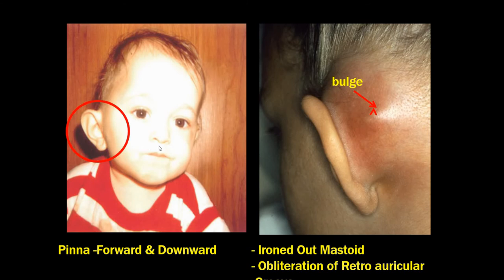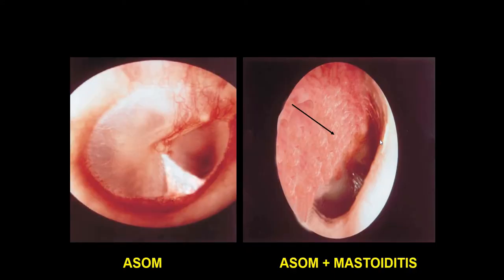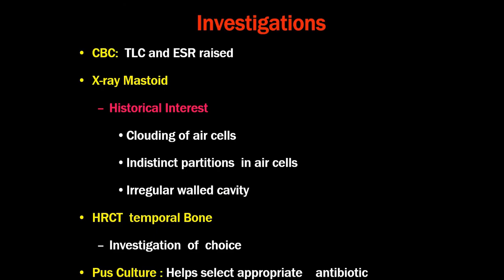This is the pinna, which is lying forward and downward due to mastoid abscess or acute coalescent mastoiditis. On the posterior side, when you examine the swelling, there will be an ironed-out feel, and there will be obliteration of the retroauricular groove, which should normally be present here. As already told, TM findings are not very reliable, but in case of ASM you can see the discharge coming out. But in case of ASM plus mastoiditis, sometimes there might be simply congestion only, so there might not be any defect found there.